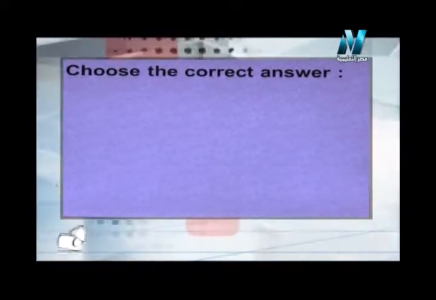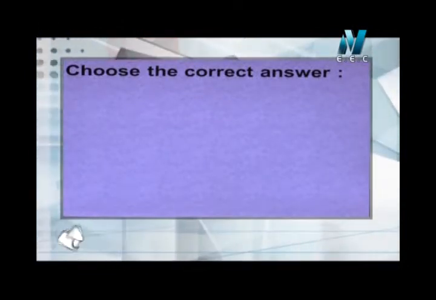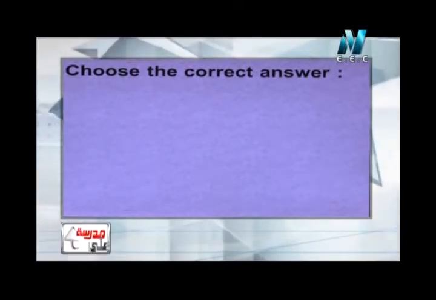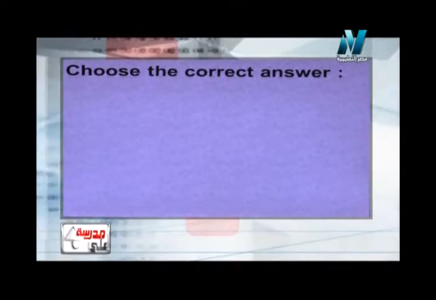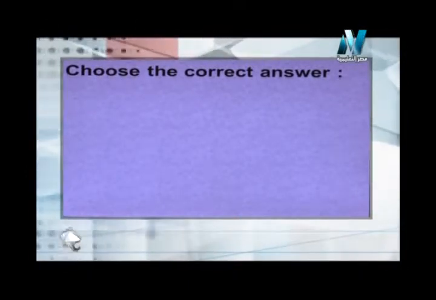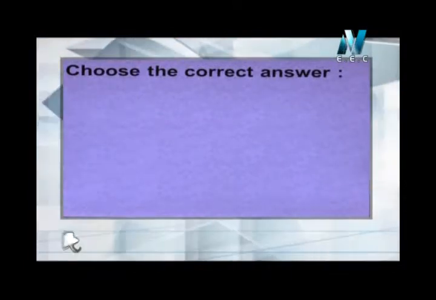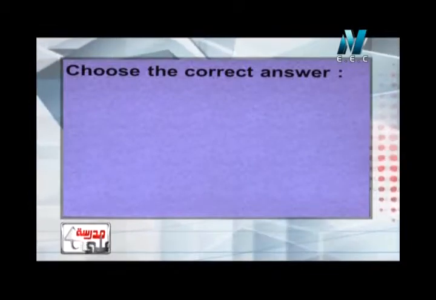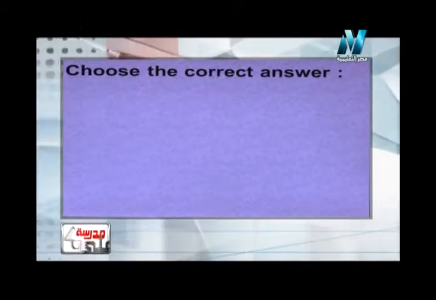I now have another type of question, which is choose the correct answer. This question seems to be easy, but in my opinion, it's a very difficult question. Why? Because maybe there is more than one right answer. So I advise you in this question, please read all the choices.